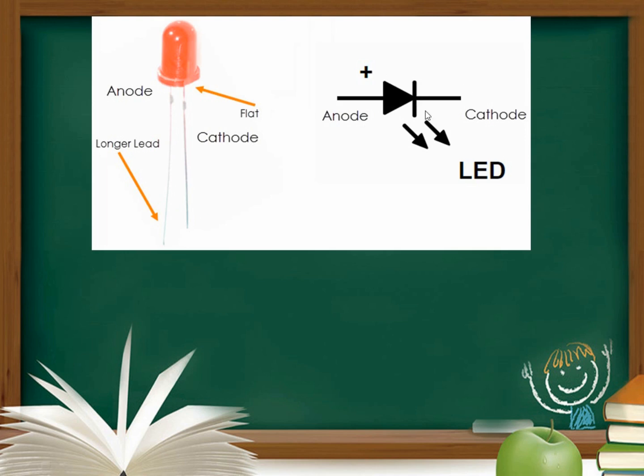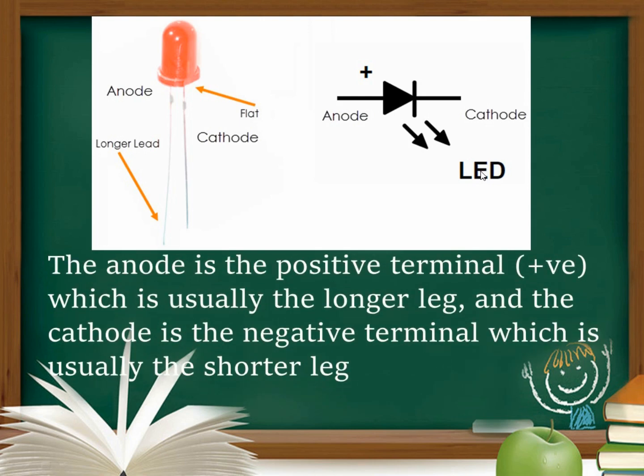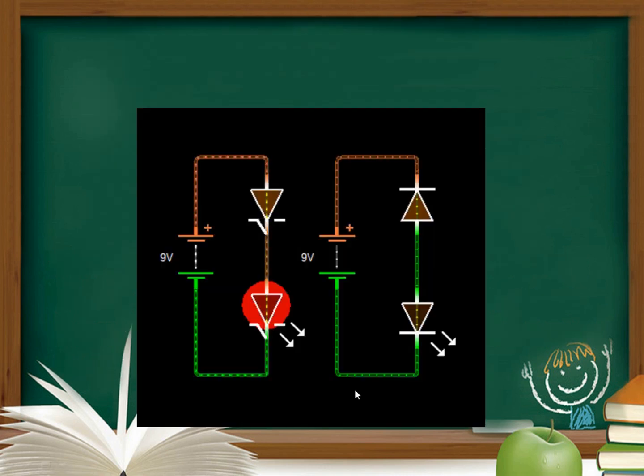And here is the circuit symbol of the diode. We have the anode and we have the cathode, and we can see the anode, the lights always move out of the LED. Then an anode is a positive terminal, which is usually longer, and the cathode is a negative, which is usually shorter.